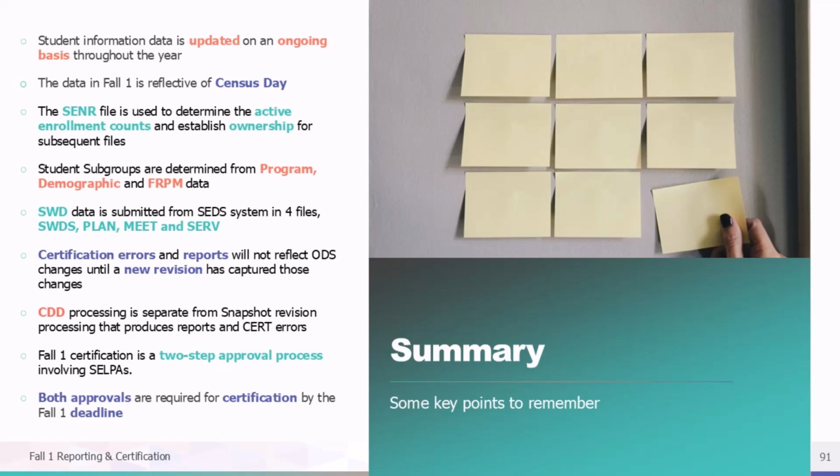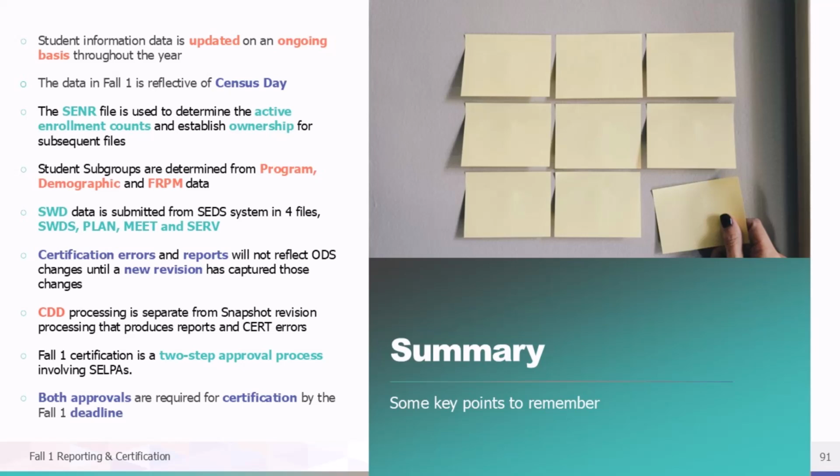The Fall 1 certification is a two-step approval process involving the SELPA. So remember, in December, everyone has to be LEA approved, but the final certification at the close of the amendment window in January, the SELPAs need to be able to sign off. And so the best way to ensure this is to provide the SELPA time to review the reports, annotate the data, suggest corrections so that you can make them locally, and allow them time to approve again.